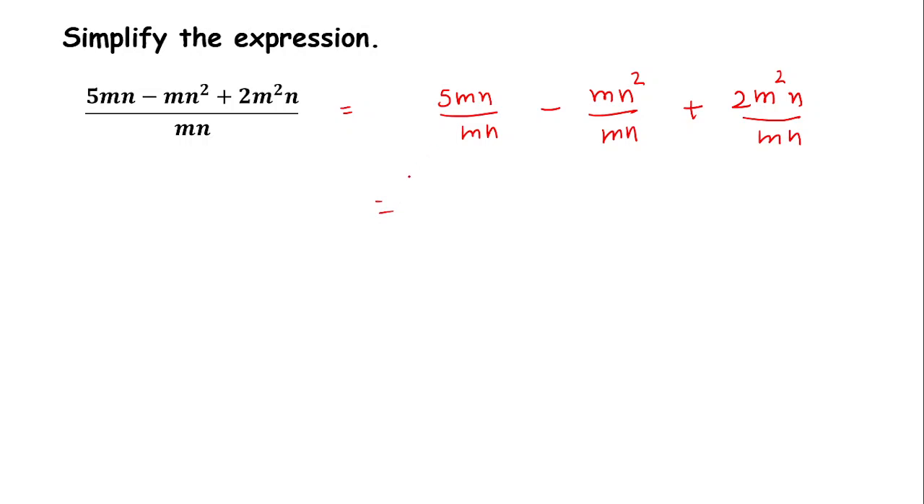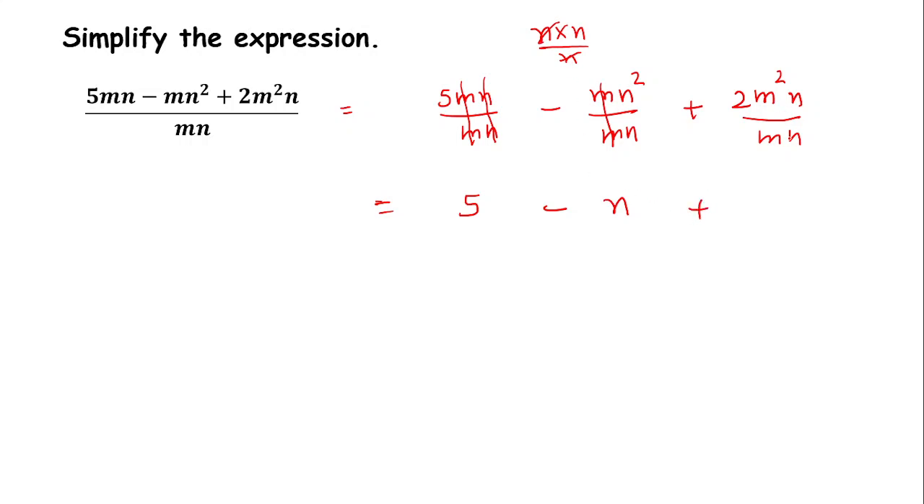If I simplify the first term, I'm going to get only 5. Why? Because m got cancelled, n got cancelled. Here m got cancelled, we have n square over n. That will give me n only. Why is it n? Because n square means n times n divided by n. One n gets cancelled, I have only n left.